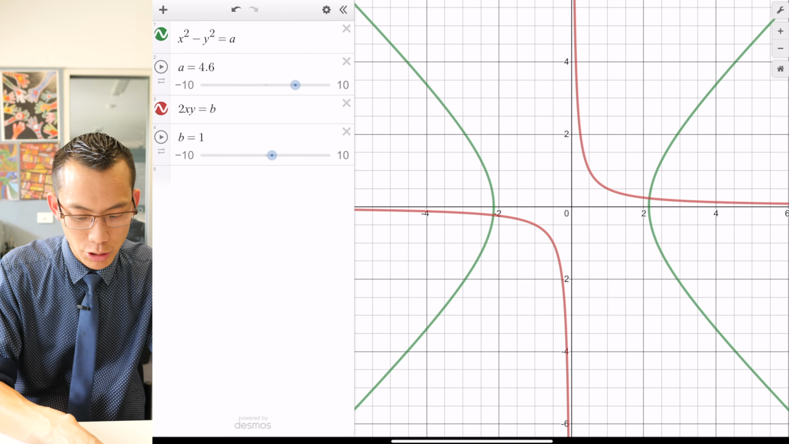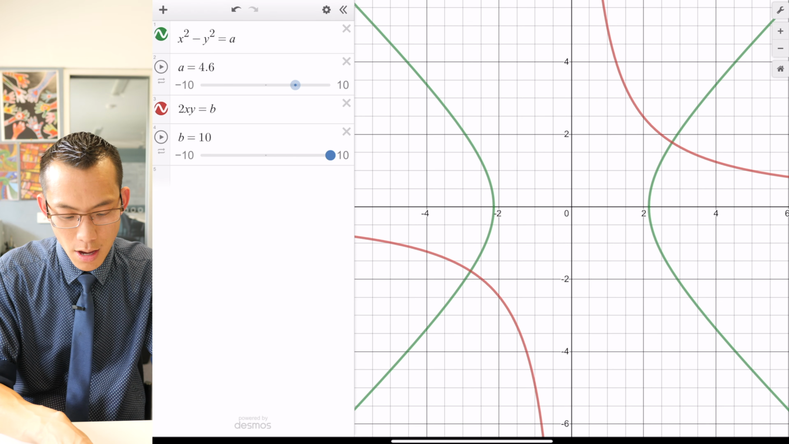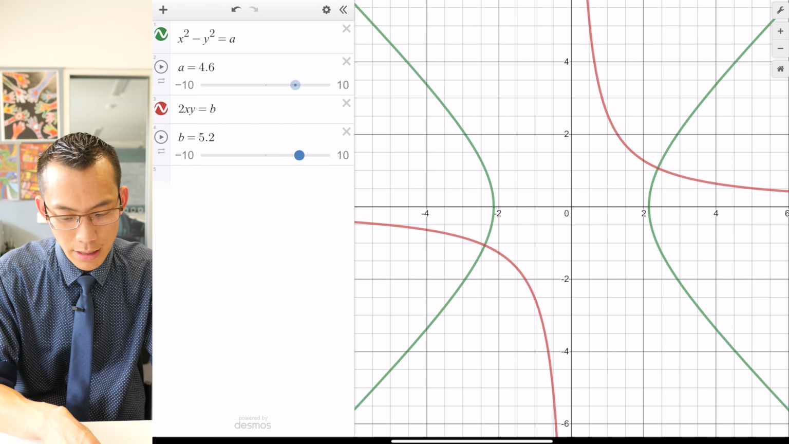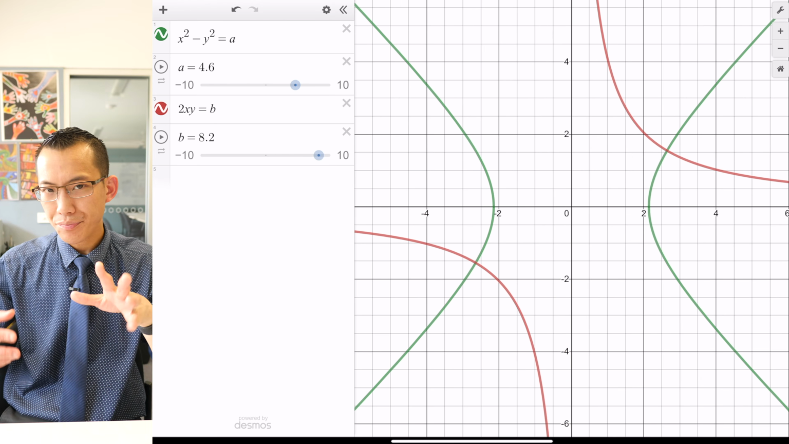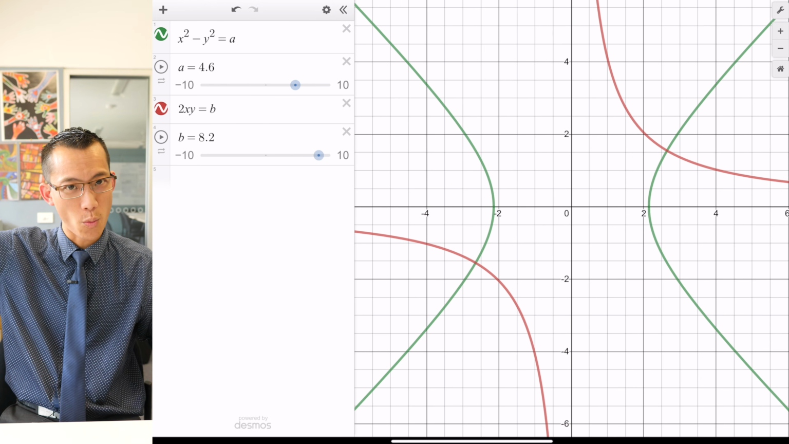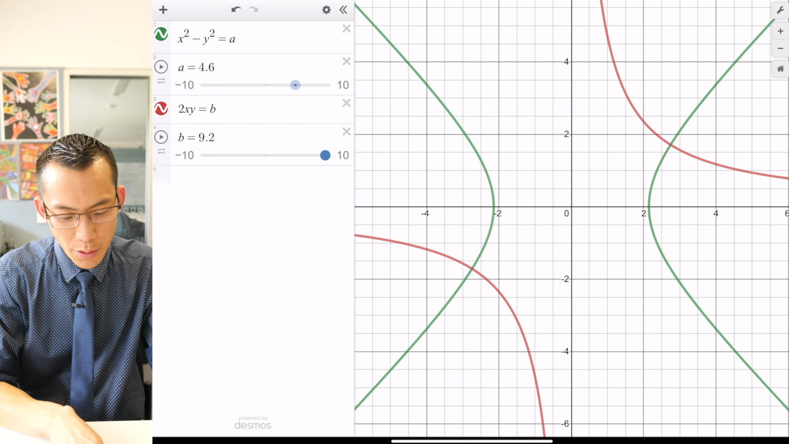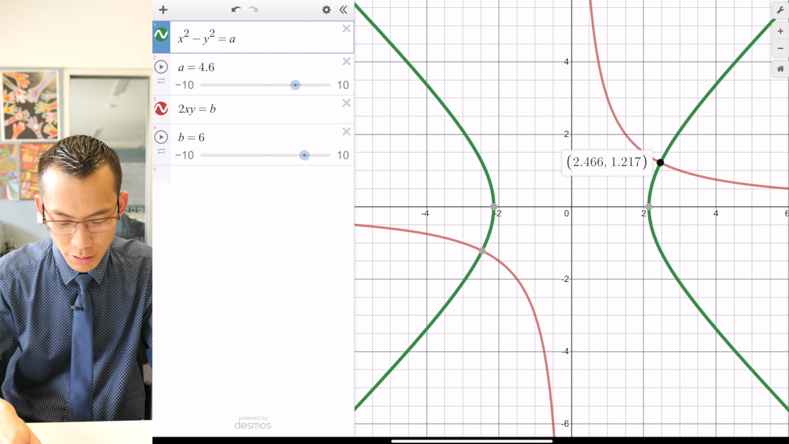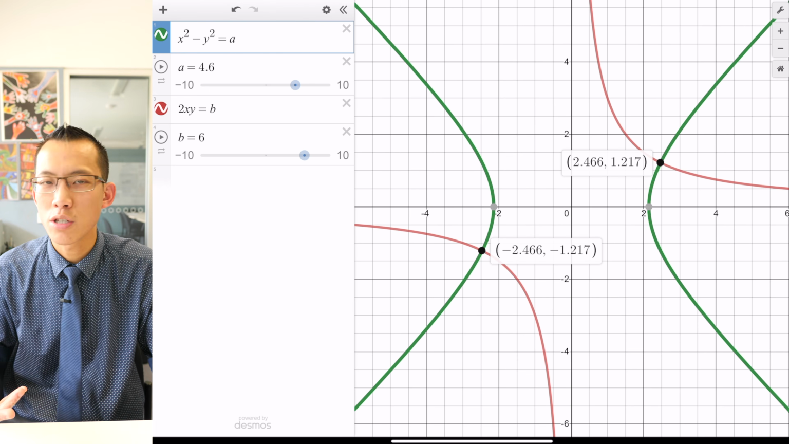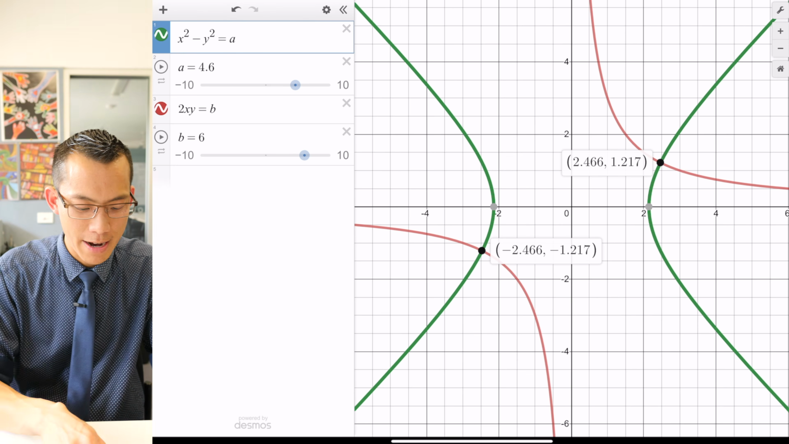It's the same deal with b. Watch what happens when I alter this. You can see that this changes the scale of things. If you want to talk about it this way, it moves the hyperbola further away from the origin, but no matter how far you go away, you're still going to have, you can see it right there, these points of intersection. They'll just be at different locations, right?